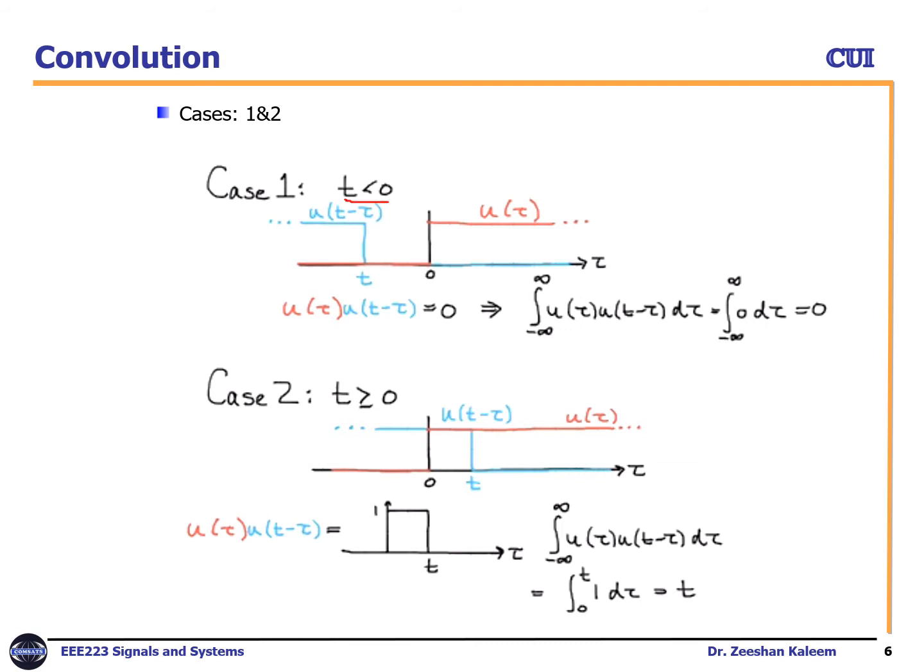So when t is less than 0, you can see that there is no overlap between u(τ) and u(t minus τ). So when you multiply them, it will be 0. So u(τ) into u(t minus τ), there will be no multiplication because there is no overlapping region. So when we take the convolution, minus infinity to infinity, u(τ) u(t minus τ), put the value here as 0. When you take the integration, the result will be 0. There can be another case where t is greater than or equal to 0.